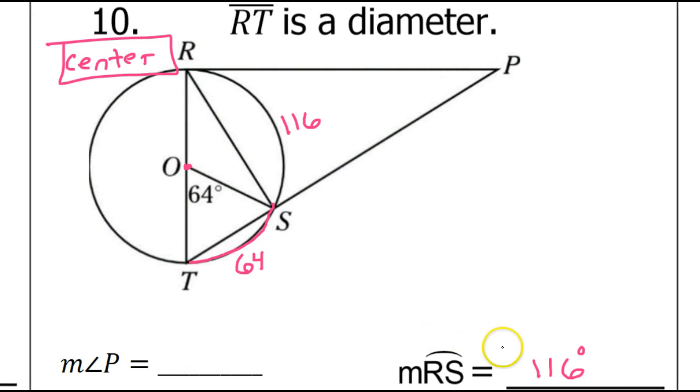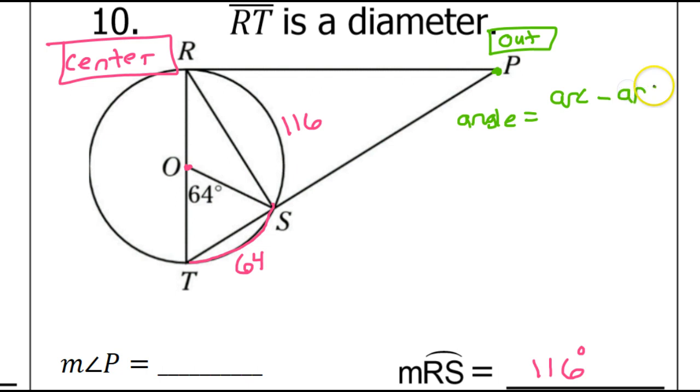All right, that was too easy, so I'm calling an audible, and I'm deciding to also find the measure of angle P. That's going to be a little bit more interesting. So angle P, as you can see, the vertex is outside the circle. So when I deal with that, I need to use the formula that says that the angle is equal to arc minus arc divided by 2.